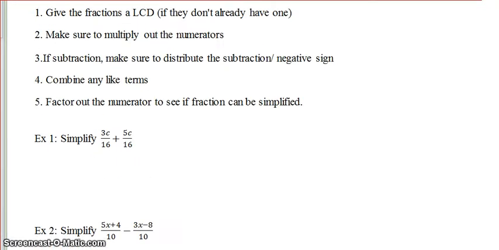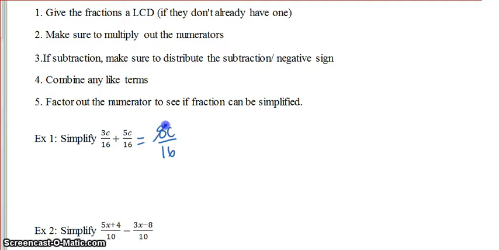So now, all we have to do is add the numerators, because it says make sure to multiply the numerators out. There's nothing to multiply out in the numerators. It's not subtraction. Now we just need to combine the like terms. So we have 3c plus 5c is 8c over 16. Now we're not done because it says basically factor out the numerator to see if the fraction can be simplified. So really just make sure that it can be simplified.